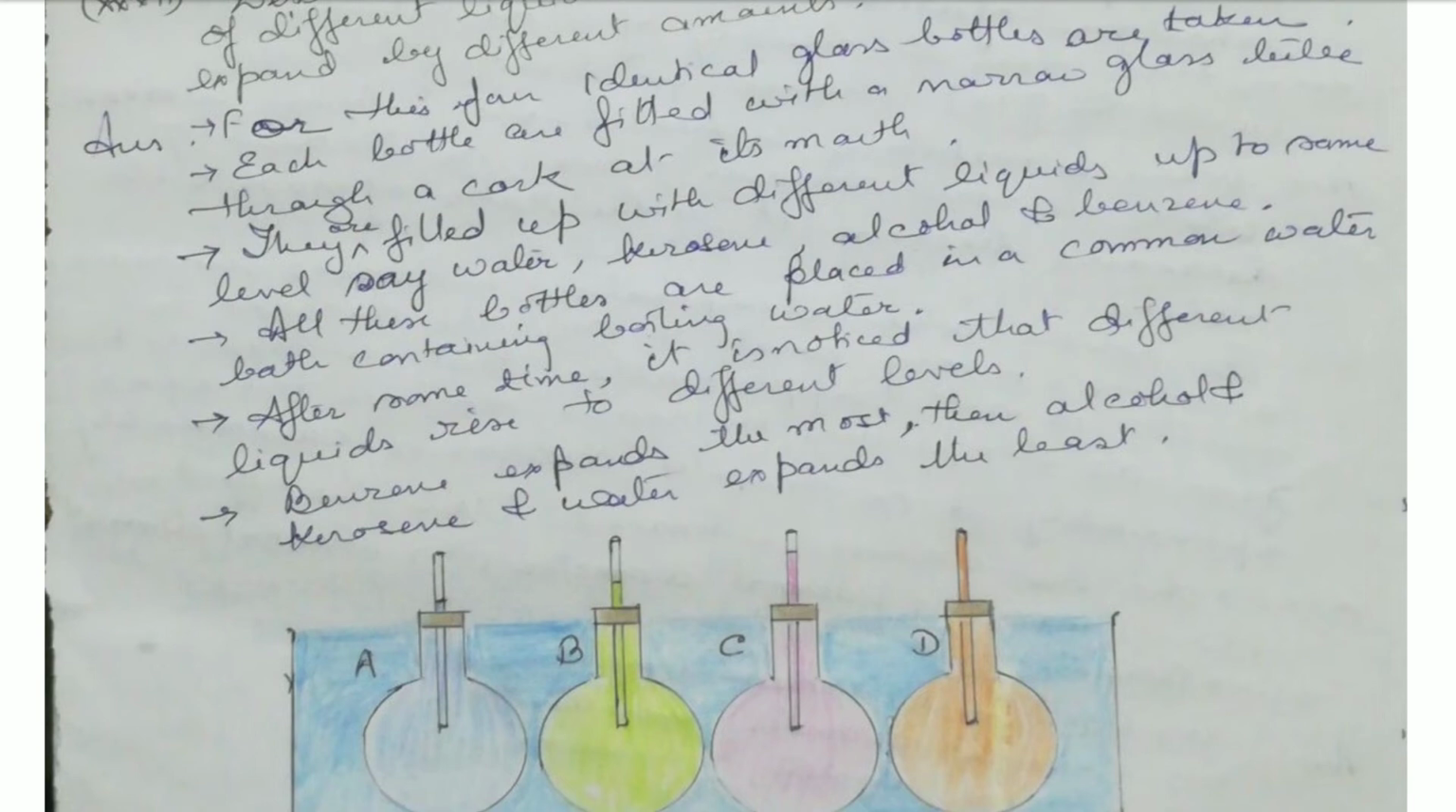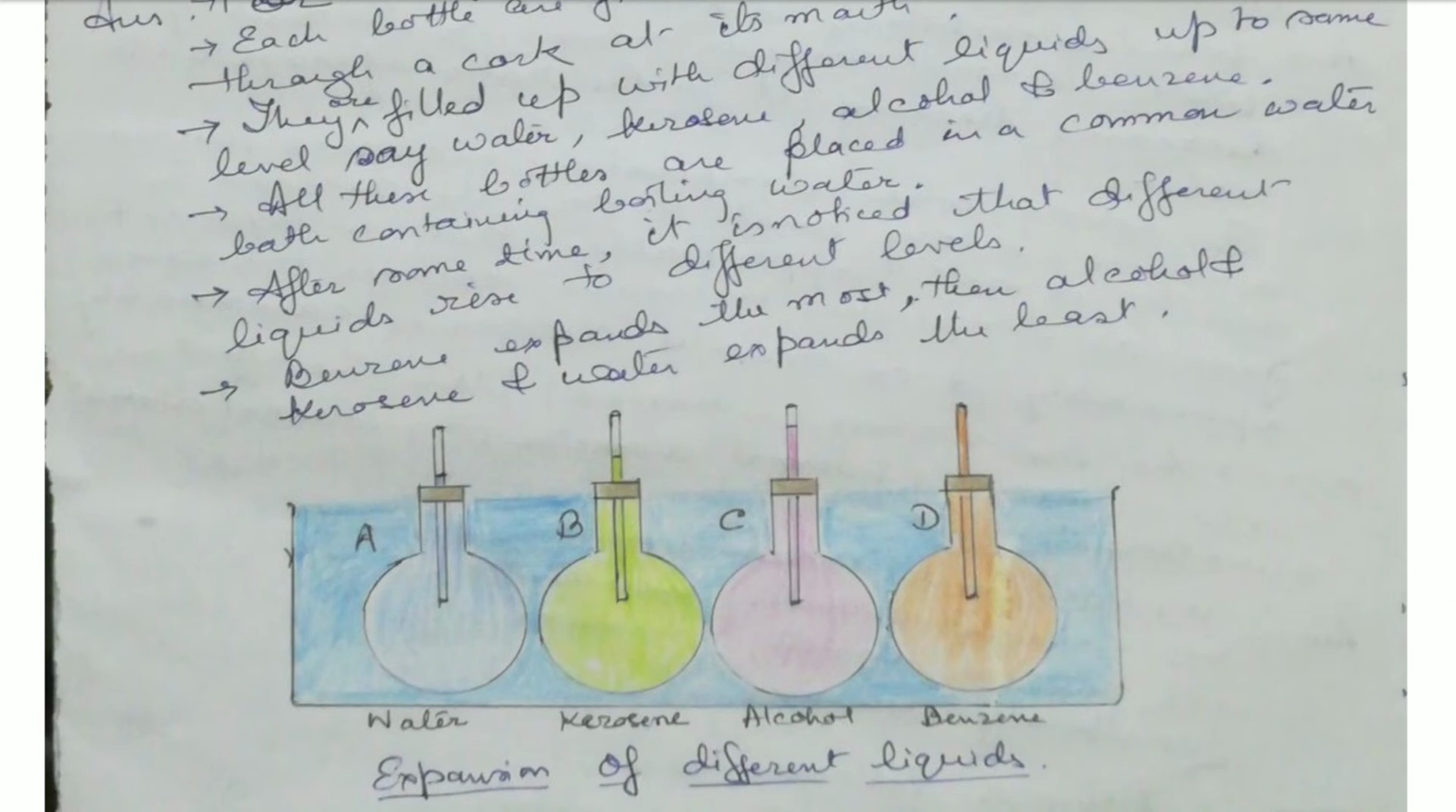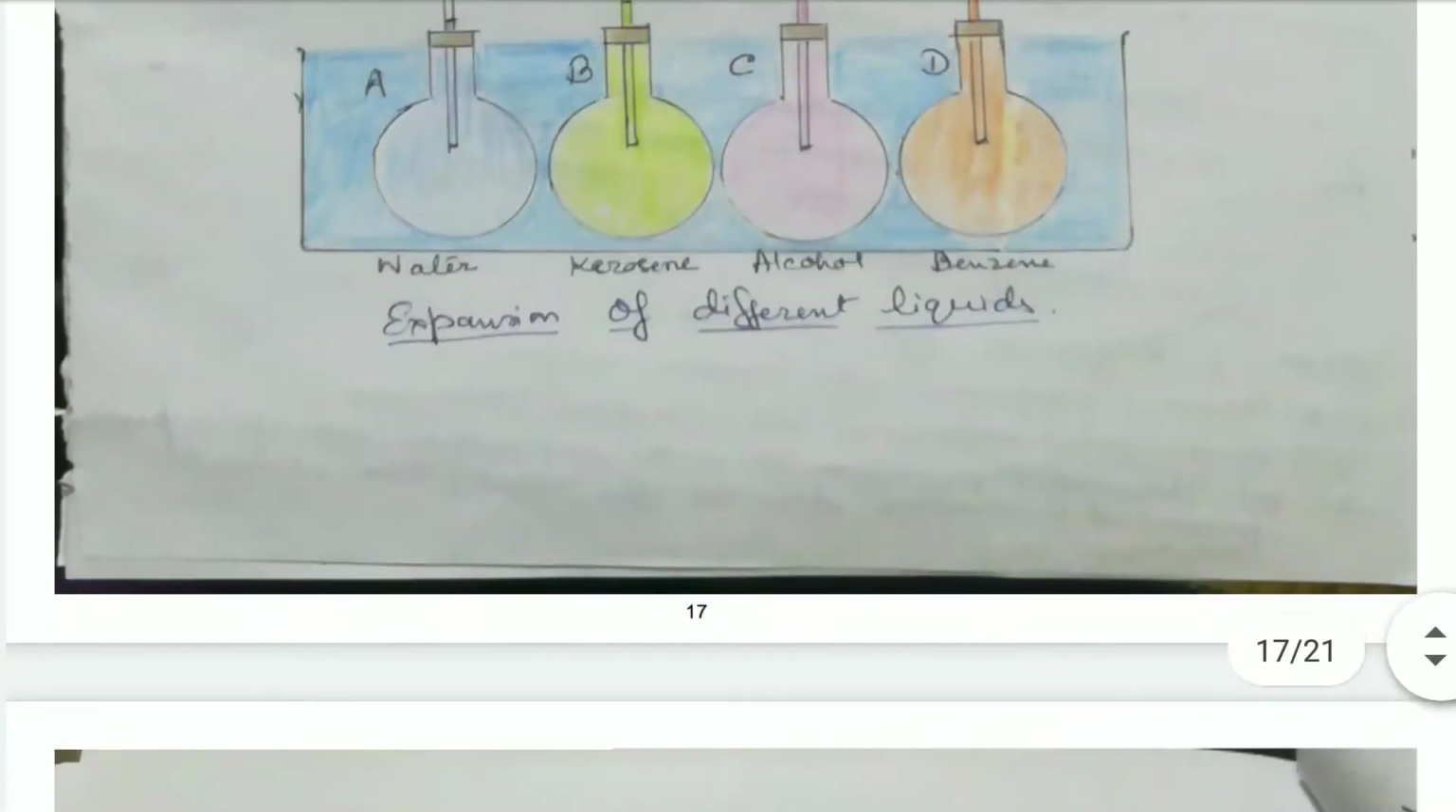All these bottles are placed in a common water bath containing boiling water. So there will be the same rise in temperature. After some time it is noted that different liquids rise to different levels. Benzene expands the most, then comes alcohol, then kerosene and last is water. Water expands the least.